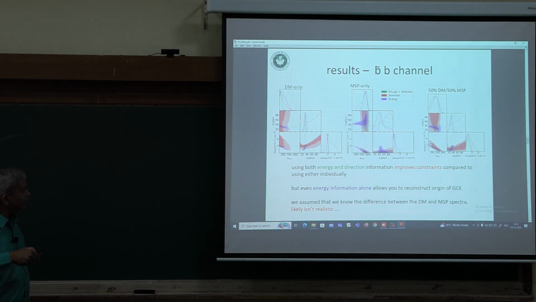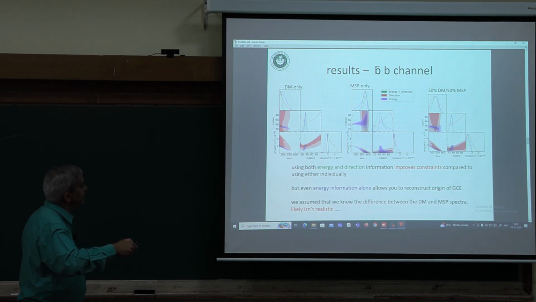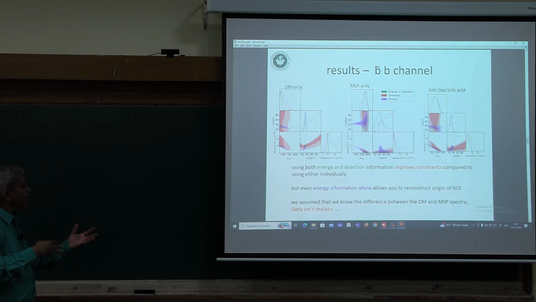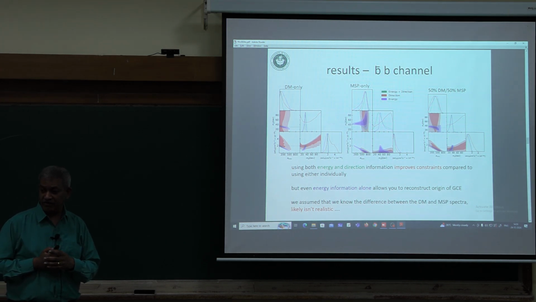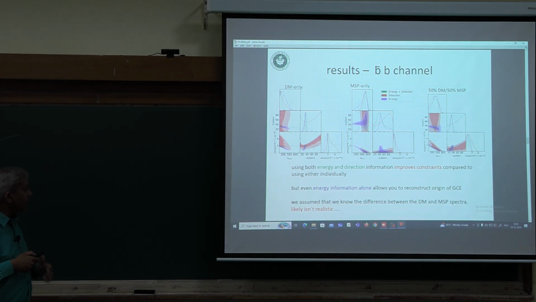Now the green curves are using joint energy and directional information. Unfortunately, it's kind of hard to see in the 2D histograms because it's inside the red and the blue. It's easier to see the effect in the 1D posteriors, where you can see that using energy and directional information definitely improves your ability compared to either one individually, and it lets you reconstruct what the origin of the galactic center excess was. But one thing you might notice is that even if you just use energy information alone, you can pretty much tell what the origin of the galactic center excess was.